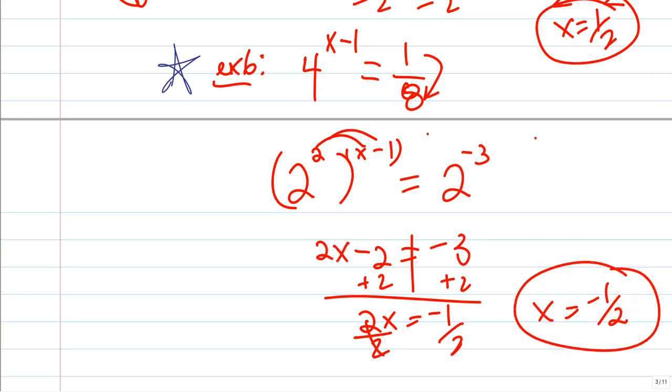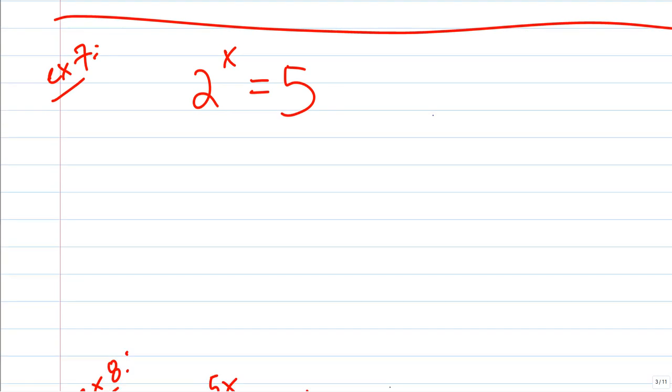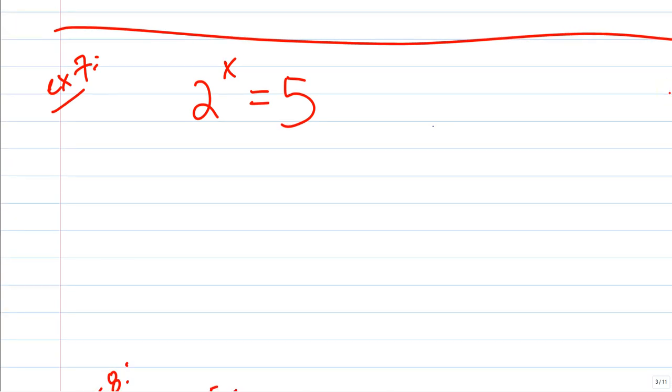Alright, onward. Now I've got 2 to the x equals 5. This one's different, because I see the 2 and I see the 5, and 5 is not written as base 2. 2 to the first is 2, 2 to the second is 4, 2 to the third is 8. They're not making each other, and I can't rewrite base 2 as another base. So what do we do? Well, you have to catch the fact that what's happening to x here is x is an exponent.